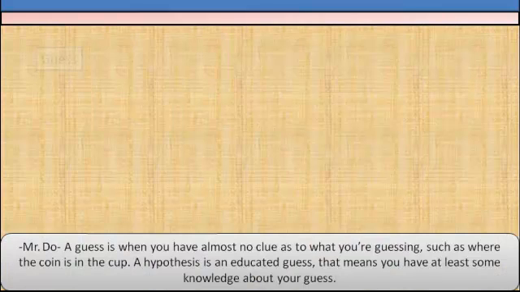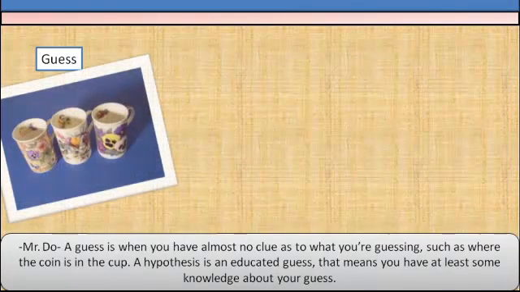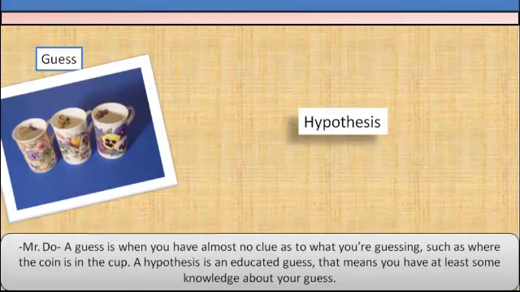A guess is when you have almost no clue as to what you're guessing, such as where the coin is in the cup. A hypothesis is an educated guess, which means you have at least some knowledge about your guess.